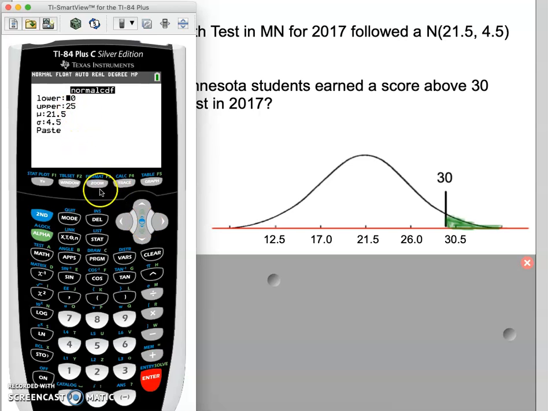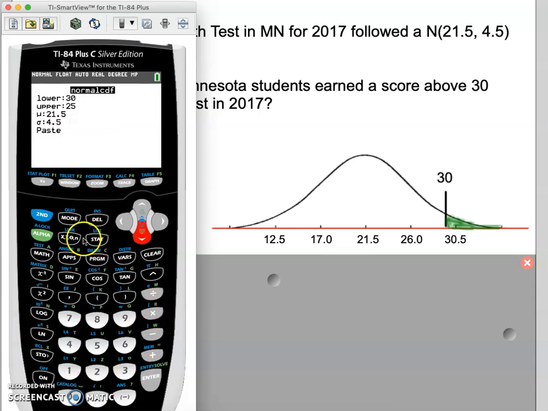This time my lower bound is 30. My upper bound, well, anything greater than 30. On the ACT test, the highest score you can actually get is a 36. So a lot of kids are tempted to put in 36 for this answer. But this normal distribution theoretically goes on forever. So the true answer for the upper bound is infinity.